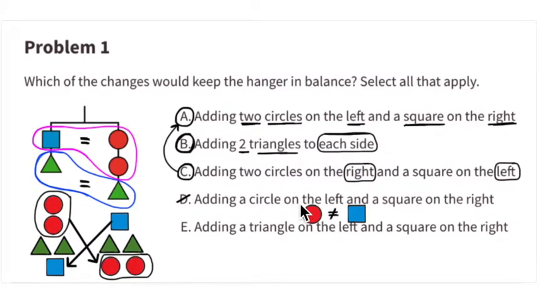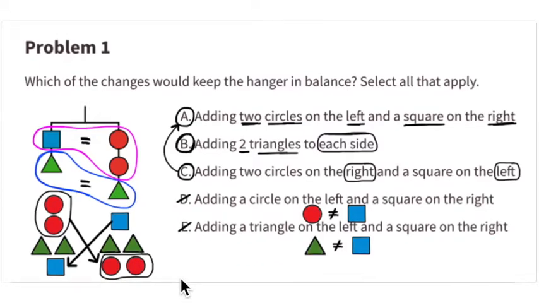D says adding a circle on the left side and a square on the right side. Well, we know that 1 circle does not equal 1 square. Actually, 1 circle equals half of a square. So these are 2 different shapes. They have to have 2 different weights. And so D cannot work.